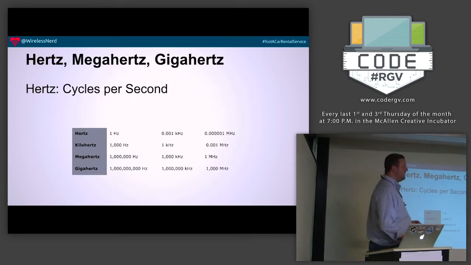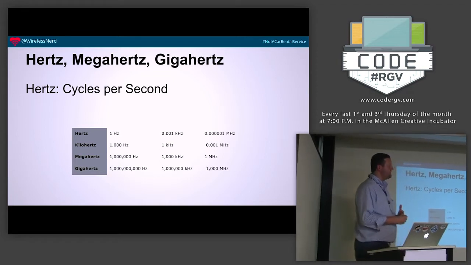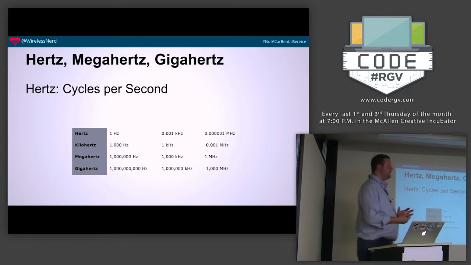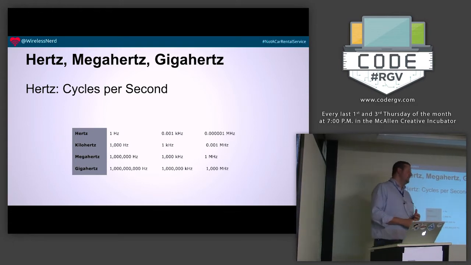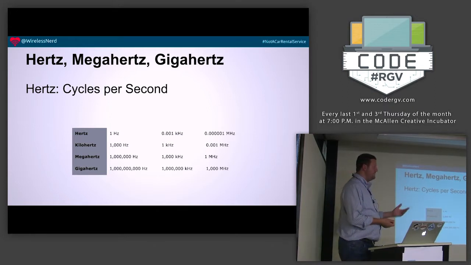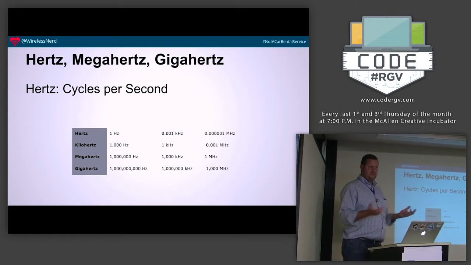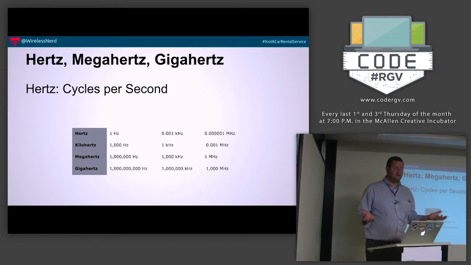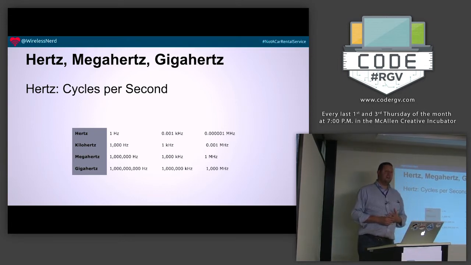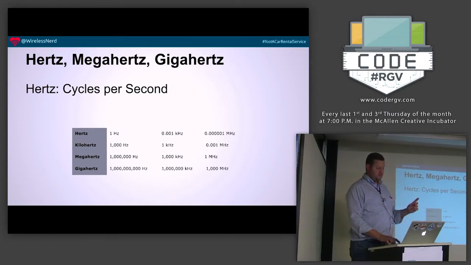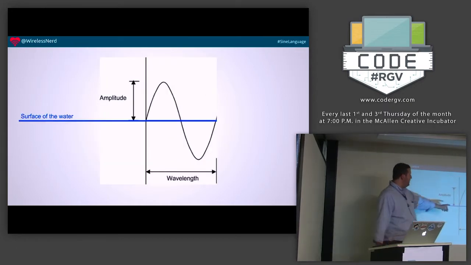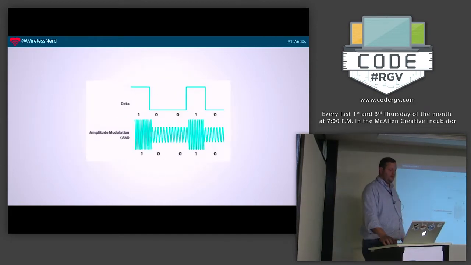All right, so let's talk about hertz, megahertz, and gigahertz, and my head hurts. Not a car rental service, but this is cycles per second. A hertz is a cycle per second. So when you talk about one hertz, that's one cycle per second. A kilohertz is 1,000 hertz, 1,000 cycles per second. Megahertz are a million, gigahertz are a billion hertz per second. If you've ever heard the terminology 2.4 gigahertz, Wi-Fi operates at 2.4 gigahertz. That's 2.4 billion cycles per second. So when you think about that wave, that's 2.4 billion of those per second. Does that make sense?